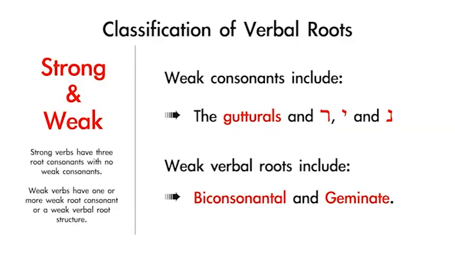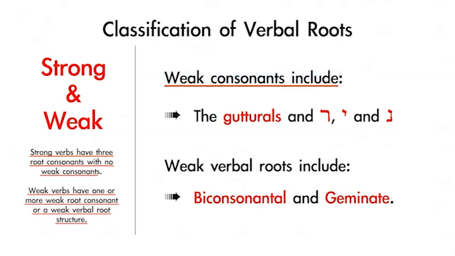Next, we need to talk about the classification of verbal roots. In Hebrew, there are both strong and weak verbal roots. Strong verbal roots have strong consonants in them, and weak verbal roots have 1 or more weak root consonants in them. Let's look at the screen together. Strong verbs have 3 root consonants with no weak consonants. Weak verbs, on the other hand, have 1 or more weak root consonants or a weak verbal root structure. And we'll talk about those now.